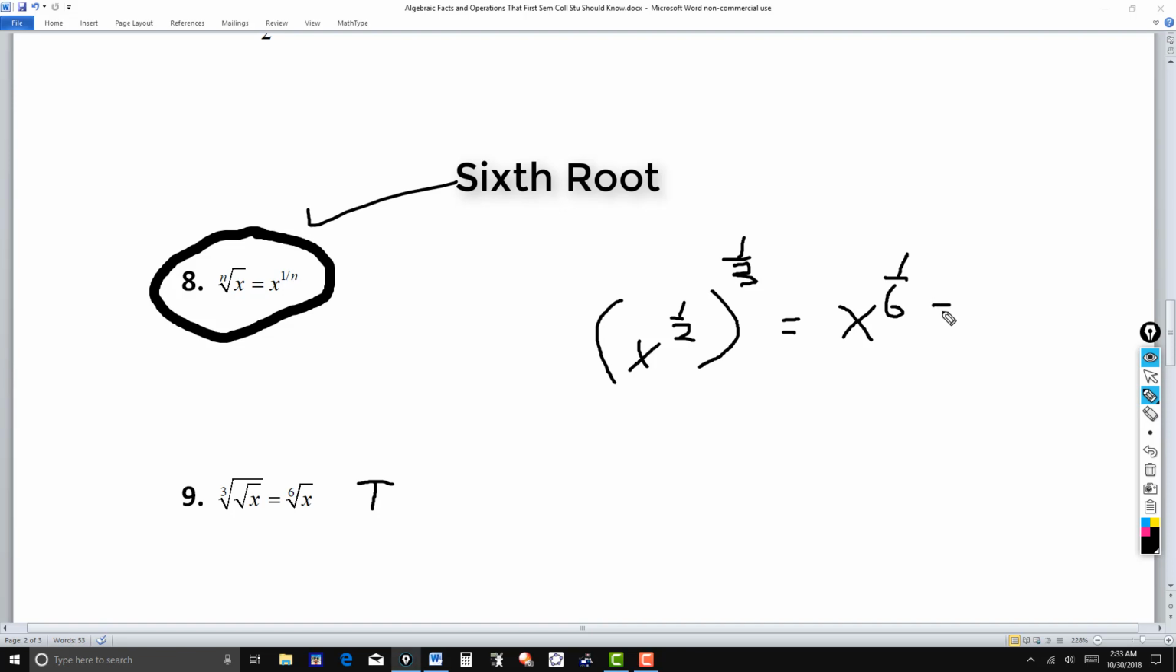So this is basically saying if you have the nth root of another nth root, you simply multiply the indices here. This index multiplies that index. 2 times 3 is 6. Okay, let's clear this and let's just do one more.